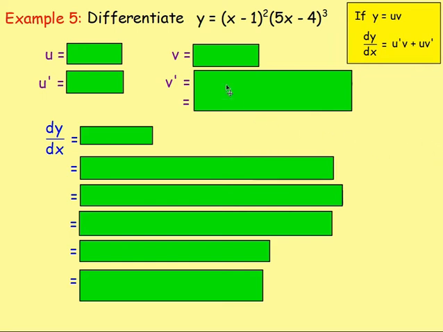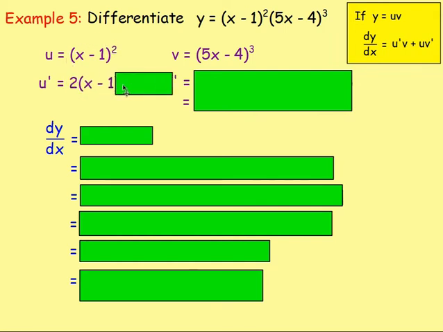So u in this case is going to be, yeah, you normally just go with whatever's first. So you've got x take away 1 squared and v is going to be 5x take away 4 cubed. Work out u dash and v dash. U dash should be easy enough. We'd bring the power down, so it'd be 2 times x take away 1. That would go to the power of 1, which we don't need to write. And again, we multiply by the derivative of what's in the brackets. But if you differentiate that, you just get 1. So we can really just leave it as that, because we're multiplying it by 1.